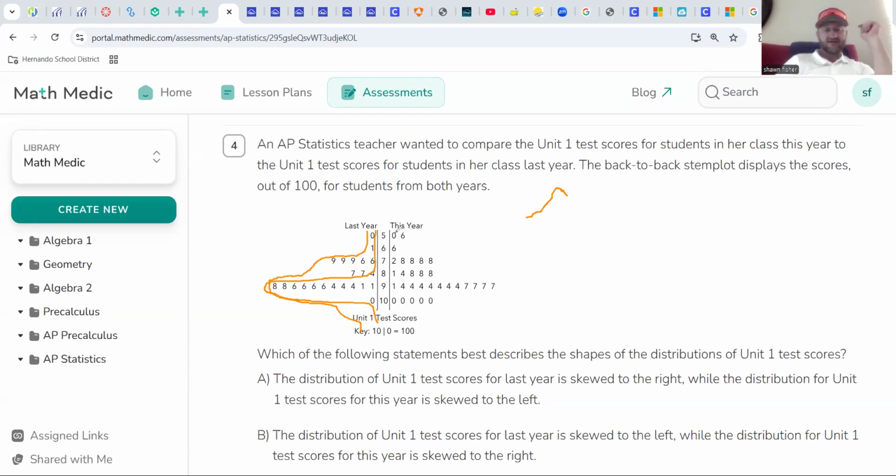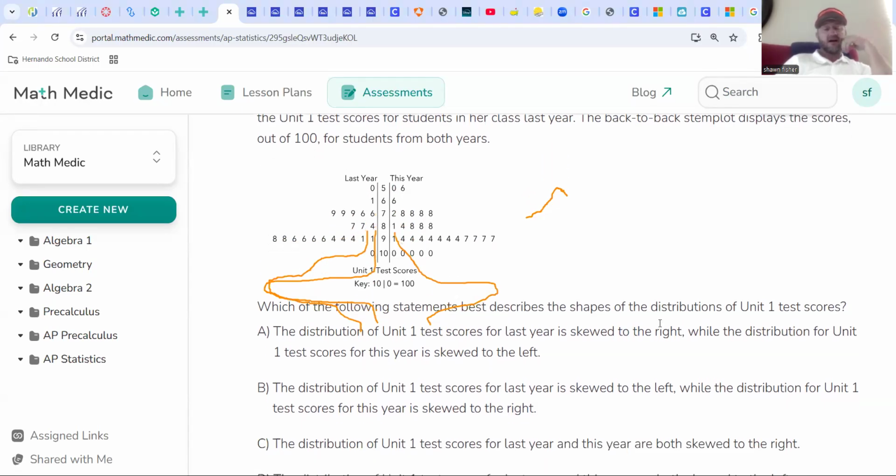All right, let's look at this one. Low, got a lot of scores that are really high right here, and then we're back down, right? So if I looked at this from left to right, this one also looks skewed. Let's look at letter A. The distribution, unit 1, is skewed to the right.